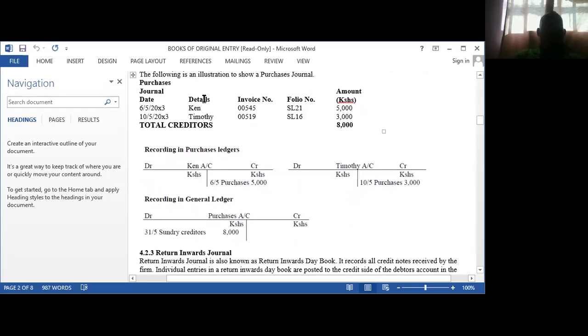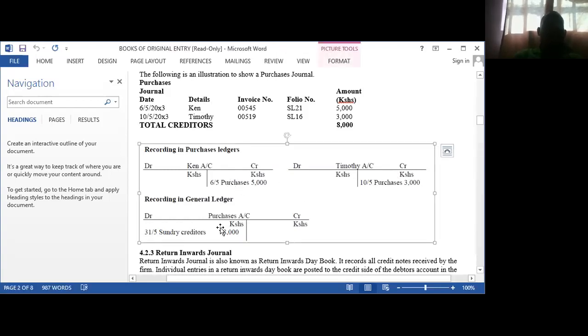Remember, these people, because they sold goods to us, are known as the creditors. So in preparing the ledger accounts, you'll find that it's going to be on the credit side. And now the particulars here is going to be purchases, because the business purchased from them. And then the total amount is normally transferred to the purchases ledger.